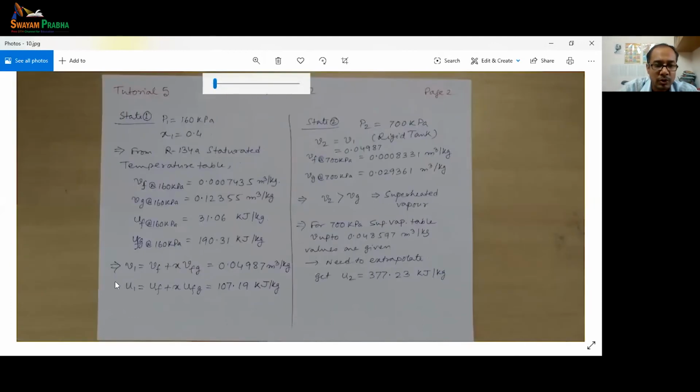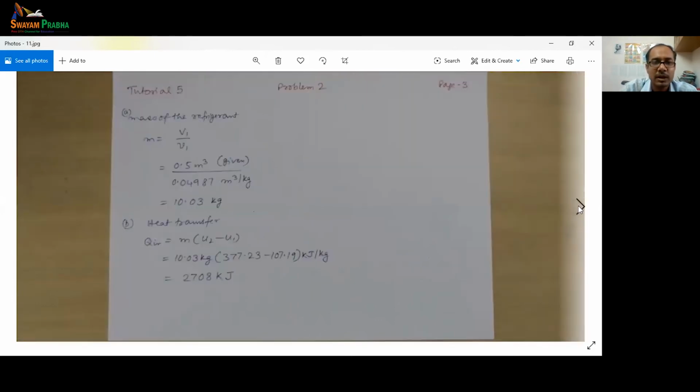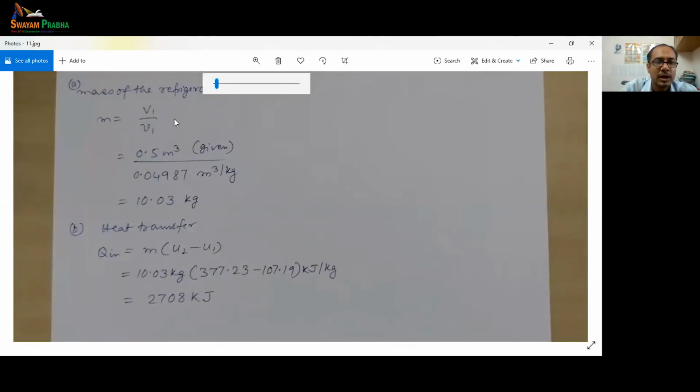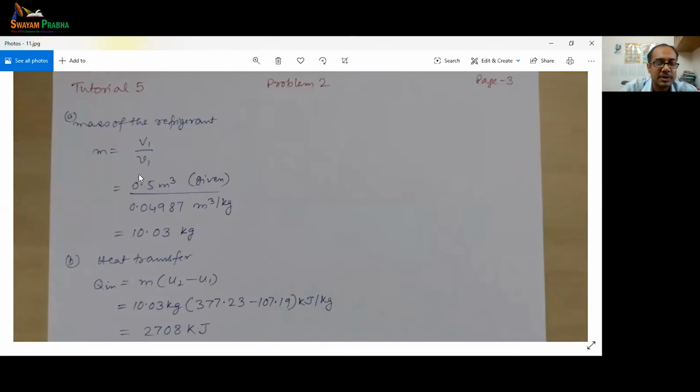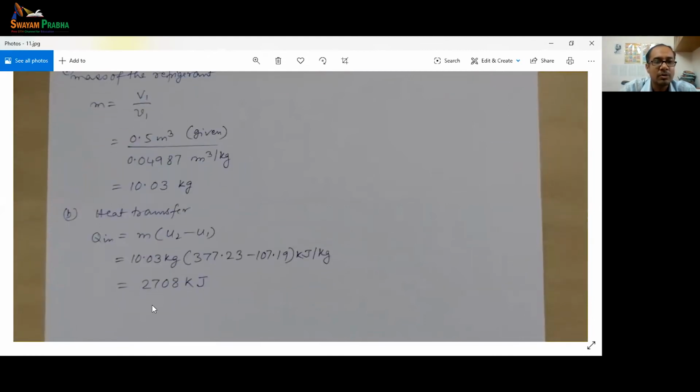Now we know both the specific internal energy at state 1 and at state 2, and we know the mass. Actually we have to find the mass because we are given the initial volume, and the initial specific volume we know. So the mass will be 10.03 kilogram, and heat transfer will be obtained by equating Q input to mass times U2 minus U1. If you put in the values, you will find the answer to be 2708 kilojoule.